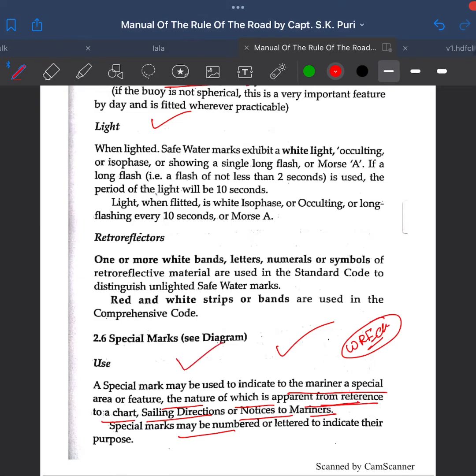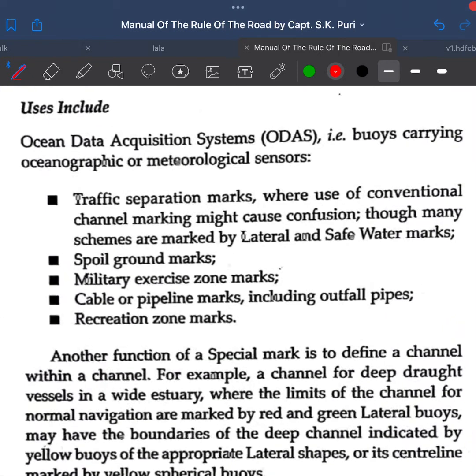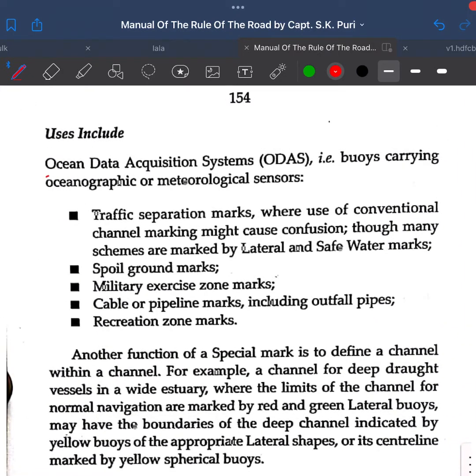Special marks we can use anywhere. I will tell you the examples. Okay, let's study the ODAS buoy. This is an MMD question. What is ODAS? They might ask. ODAS means Ocean Data Acquisition System.